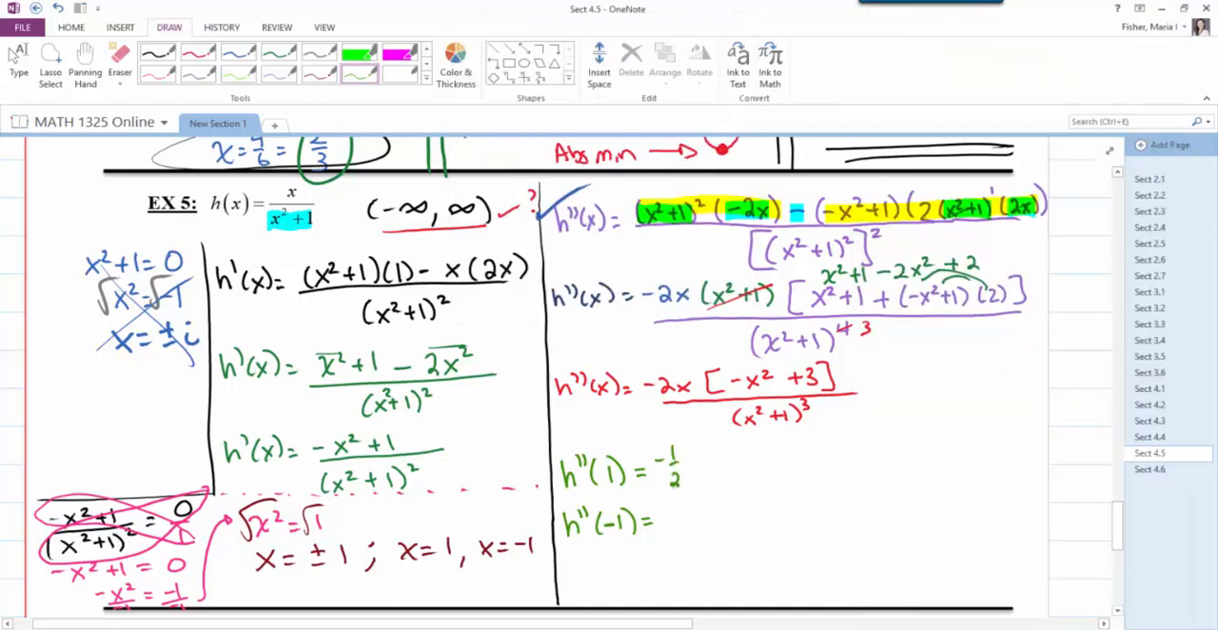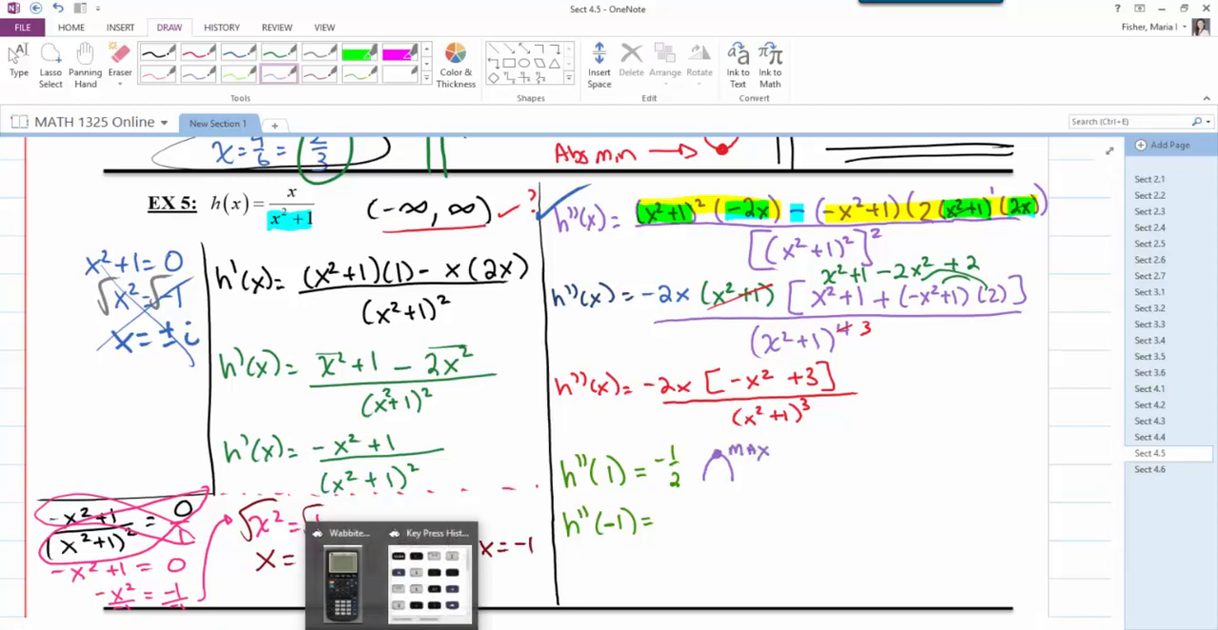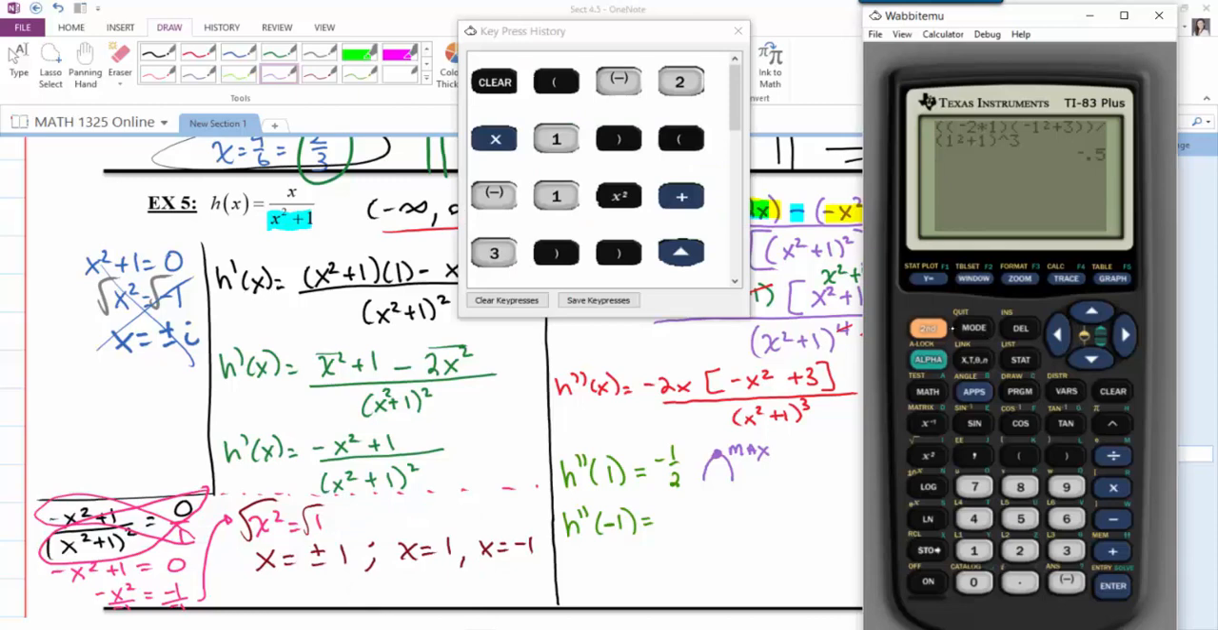Well, since that's a negative 1/2, we know that we would end up being concave down. And if we're concave down, that guy should be a max. What happens at negative 1? Again, grab a calculator and let's look this out.